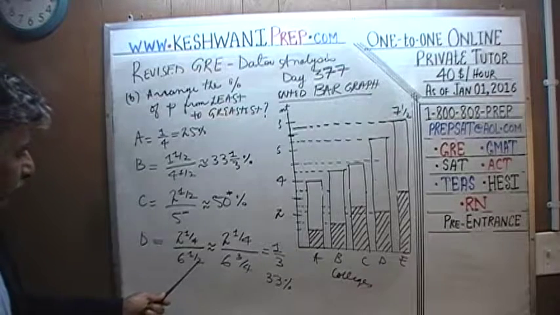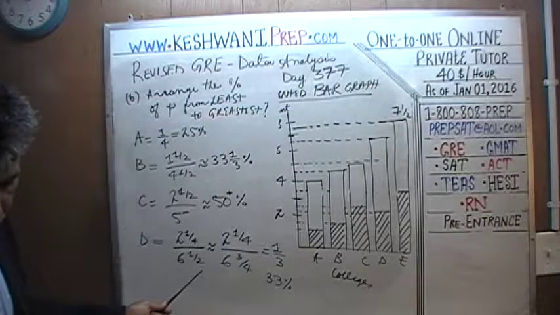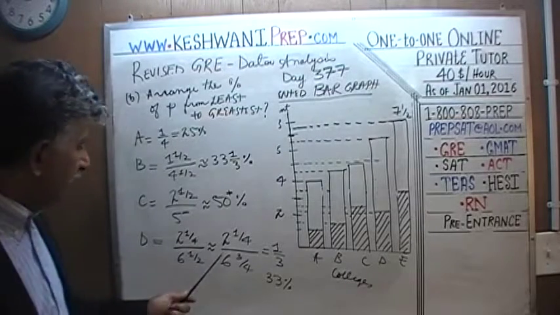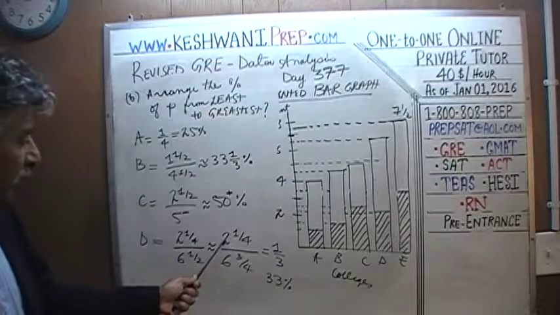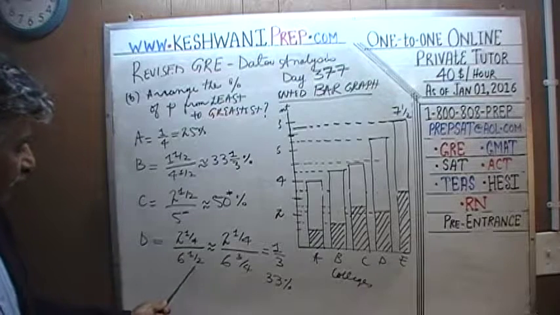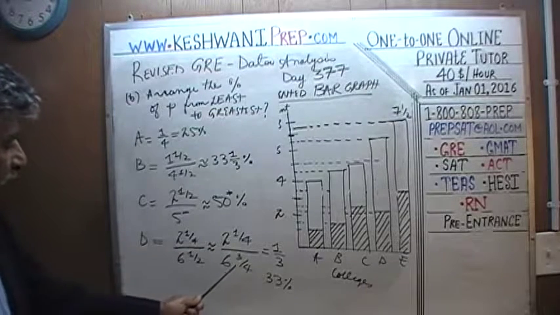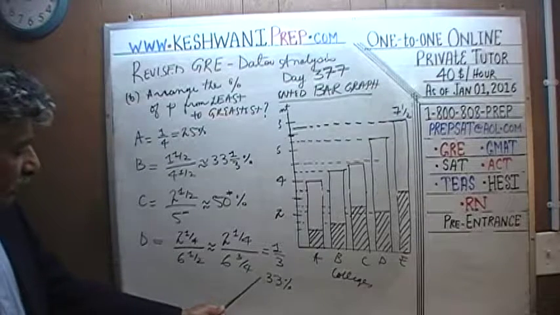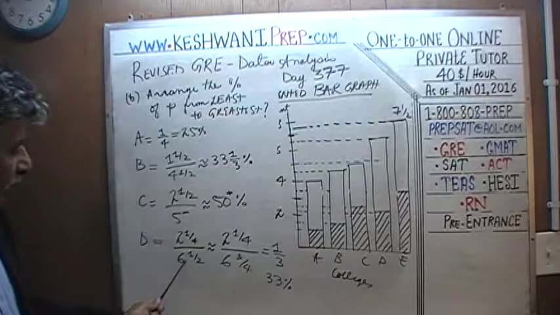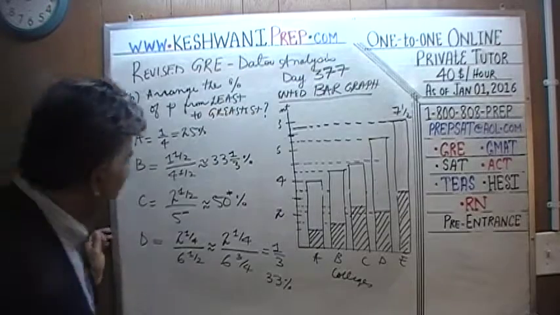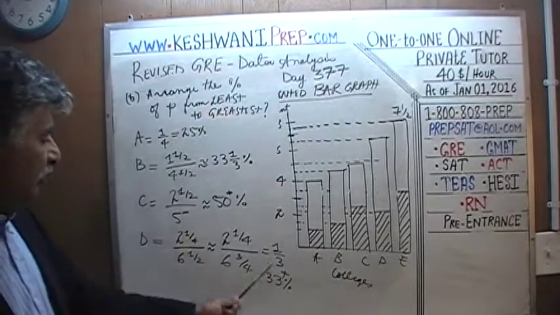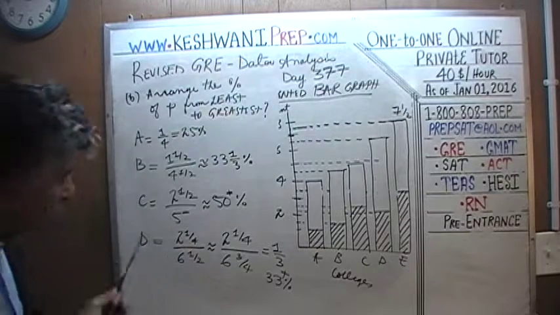We are dividing. At this point, it doesn't hurt to have a calculator handy and do the precise calculation, because they do give you the calculator. 2.25 divided by 6.5. Because we are dividing by a larger number, we are getting 33%. In reality, it's 6.5, so it's going to be a little bit more than 33%. The question is, how much more? We'll worry about that in a second.